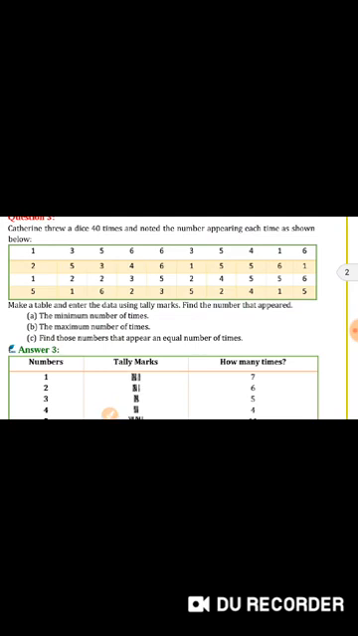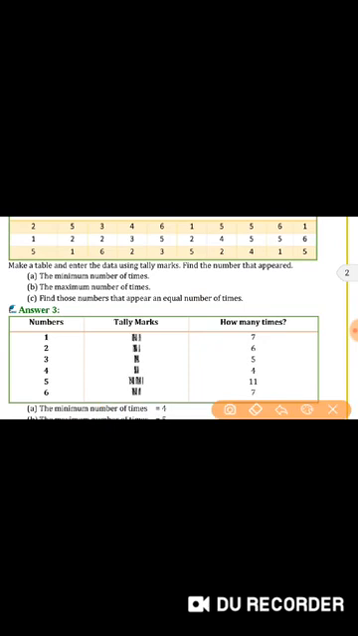So in those 40 times, the first time 1 it got, the second time 3, third time 5, like that. So how many times was 1 repeated? 7 times. 2, 6 times. 3, 5 times, like that. We can make a list.